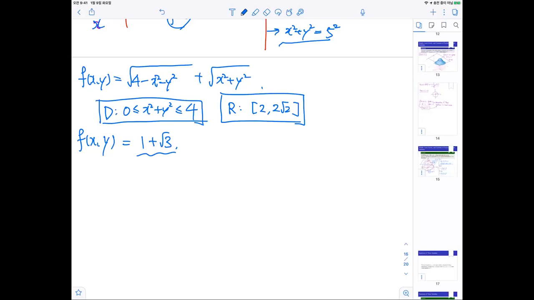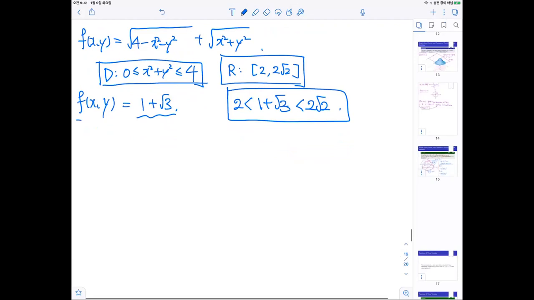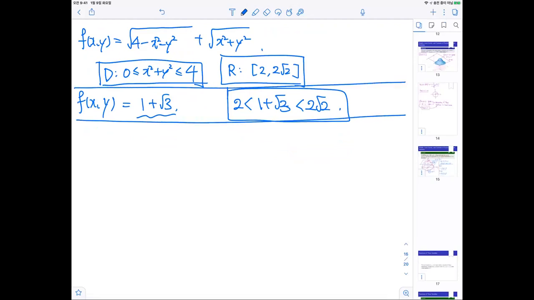If 1 plus the square root of 3 is not in the range, then the level curve should be the empty set because there is no x and y satisfying that equality. But we can solve this inequality easily. So now we will calculate the level curve of this function with this value 1 plus the square root of 3.